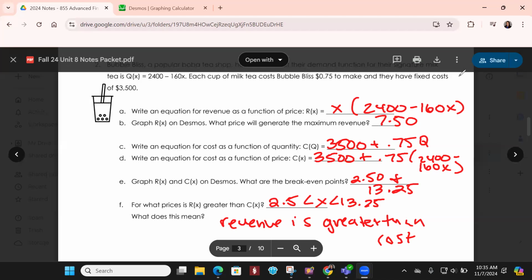Now on the graph, you're going to see the parabola, right? And in between 2.5 and 13.25, that's where you have the maximum amounts, right? So your revenue is greater than the cost. Cost is the straight line. Revenue is the parabola.